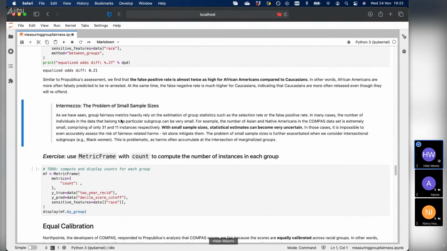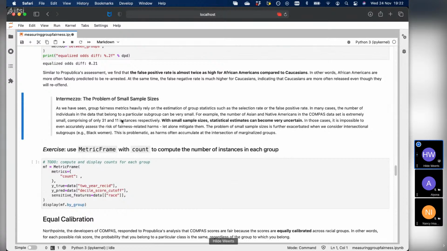All right. Then we have another small intermezzo point that I wanted to make, and that is the problem of small sample sizes. Many of these group fairness metrics rely in one way or another on calculating group statistics. It could be the case that the number of individuals in the data that belongs to a particular subgroup is very, very small. As we have seen in the beginning of the tutorial, the number of Asian and Native Americans in the COMPAS data set was very small, like 31 and 11 instances.